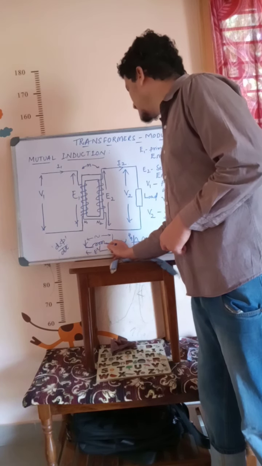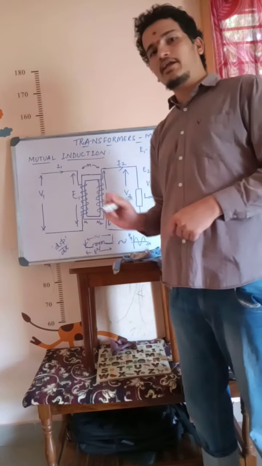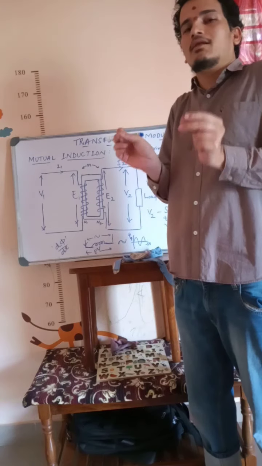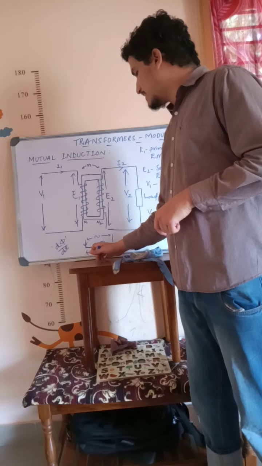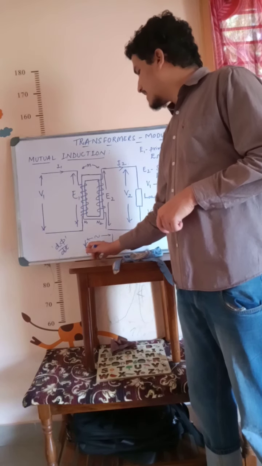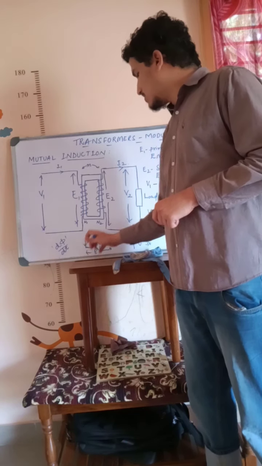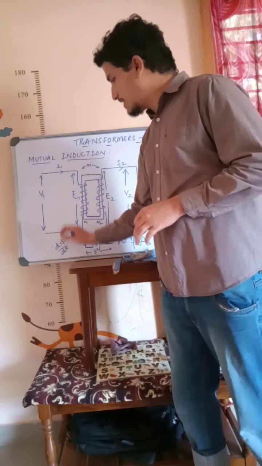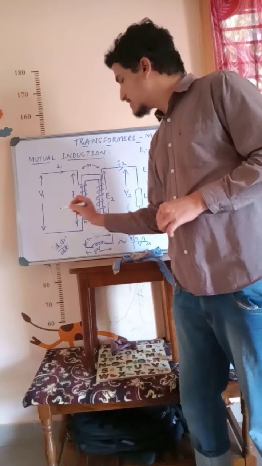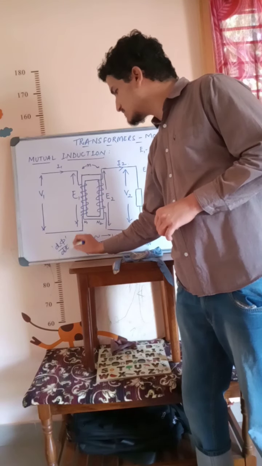E. I am writing capital letter E. An EMF is induced across the coil, only if and only if this flux is varying with respect to time.